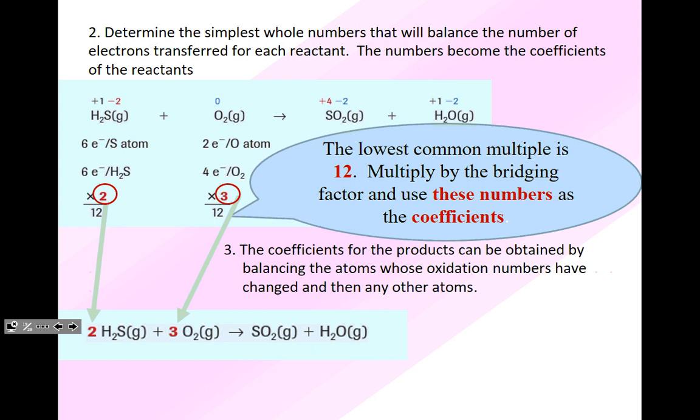Okay, right on. So the lowest common multiple, as you can see, is 12. How do I get to 12? I multiply the 6 by 2, and I multiply 4 by 3, and that's going to give me this number to balance. Now the electrons are balanced.